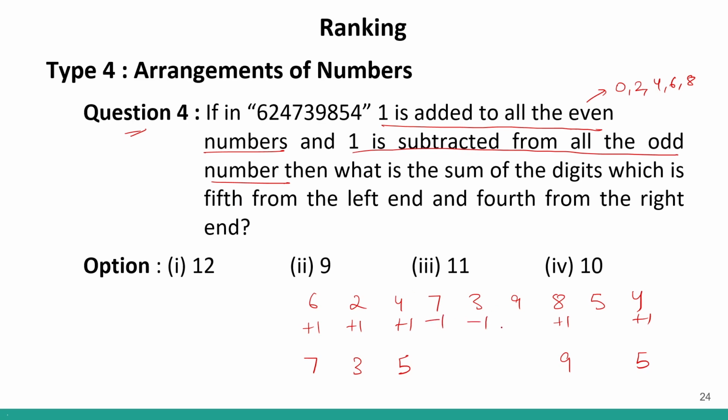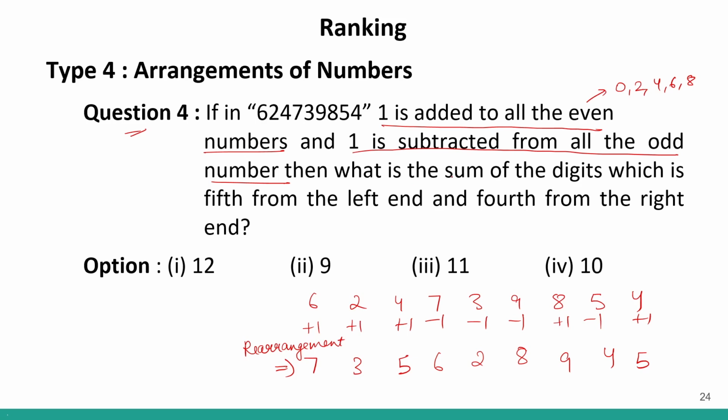1 is subtracted over here. So if I subtract 1 from 7, I'll get 6. Similarly, I'll get 2, 8 and 4. So this will be my number after rearrangement. Correct? This will be my number after rearrangement.